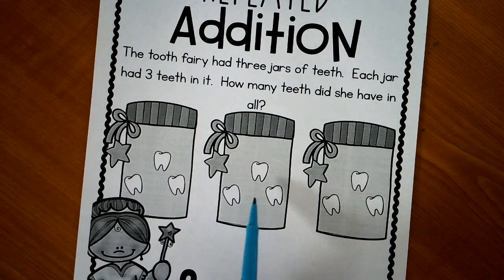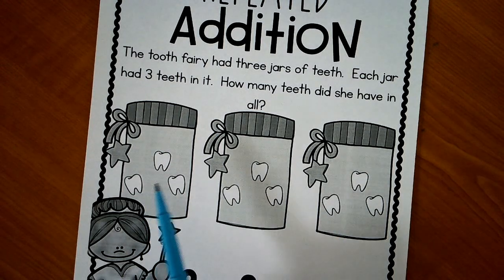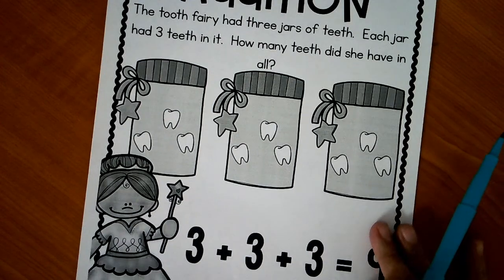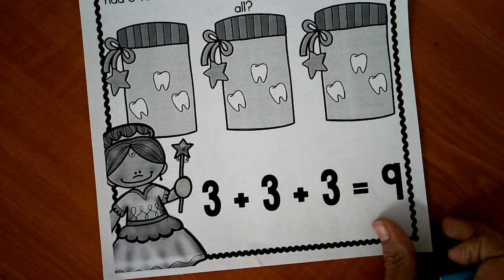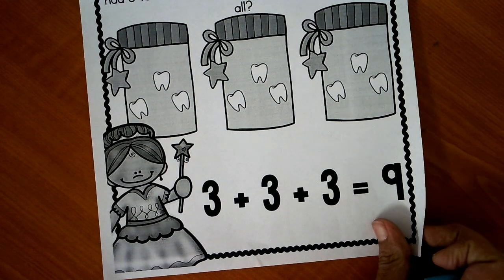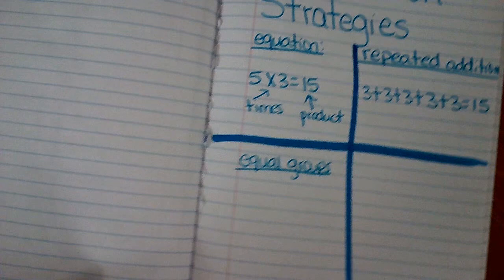And each jar has 3 teeth. There's 3 here, 3 here, 3 here. 3 plus 3 plus 3. I can use repeated addition to solve that. 3 plus 3 plus 3 equals 9. That is what we're going to be doing today. Now, we're going to also talk about equal groups.